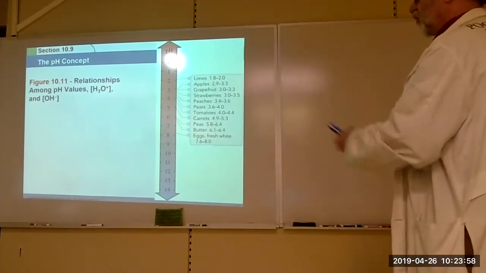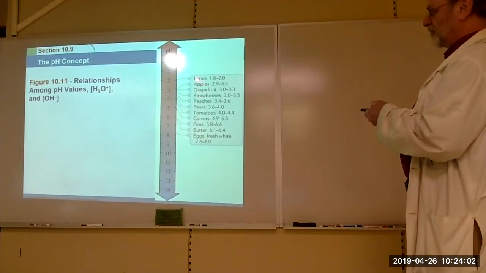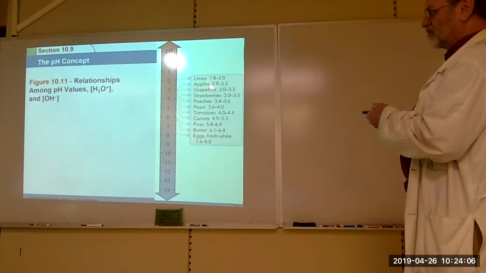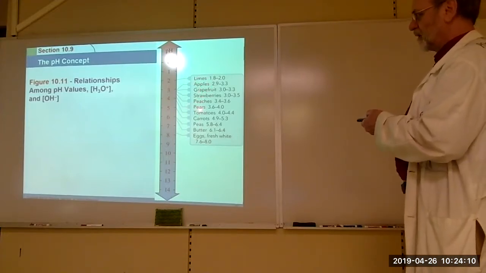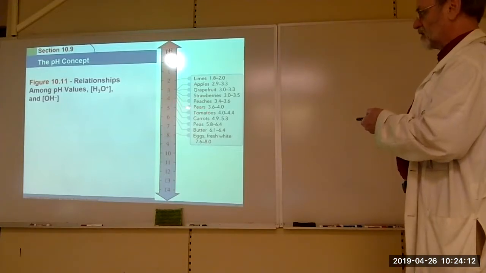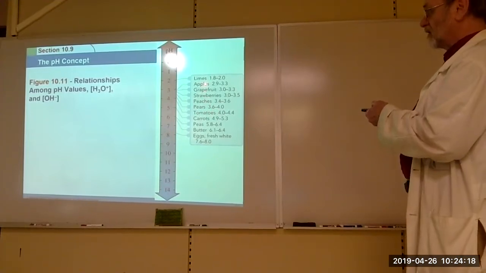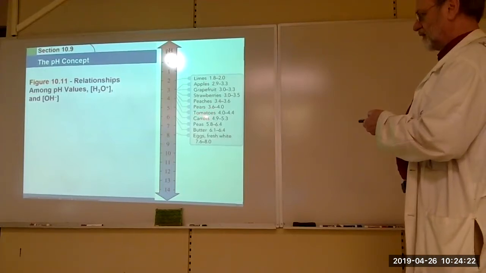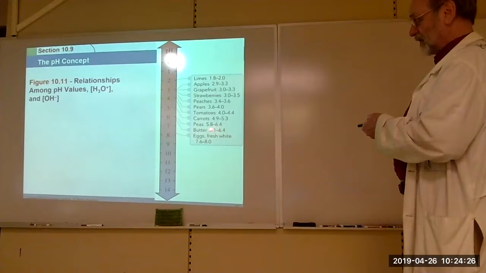Okay, so these are some relative pHs for different substances, right? So fruits are in this range, they're acidic mostly. Peaches, pears. I'm surprised tomatoes are a higher pH than, well, these citrus fruits, you can understand that. Carrots, peas, butter even is slightly acidic.